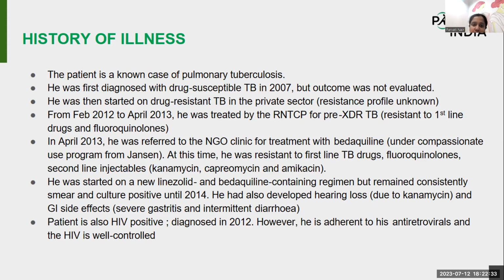At this time, he was resistant to first-line TB drugs, fluoroquinolones, and all second-line injectables. So he was started on a new regimen which had linezolid and bedaquiline, but he remained smear and culture positive until 2014. He had also developed some level of hearing loss due to kanamycin, and GI side effects, severe gastritis, and intermittent diarrhea, probably because of his meds. He was also HIV positive.